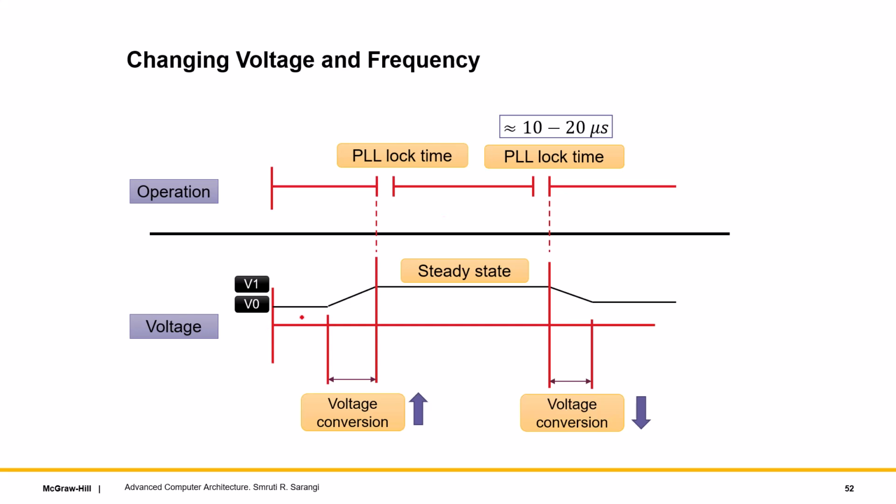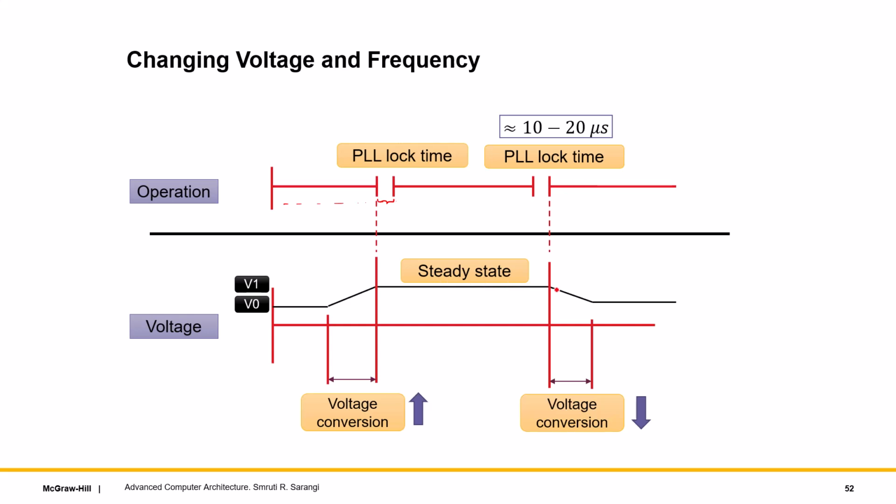Let's say I want to change my voltage and frequency. I keep on operating, and let's say I want to go from voltage V0 to V1. First I increase the voltage. After I have done that, I tell the PLL to increase the frequency. The voltage can always be increased, there's no issue in that. But to increase the frequency, you need a higher voltage. That's the reason we increase voltage first. Once our voltage regulators have done their job, for this period of time our processor is not usable, typically 10 to 20 microseconds. Then there is a steady state, and the steady state continues.